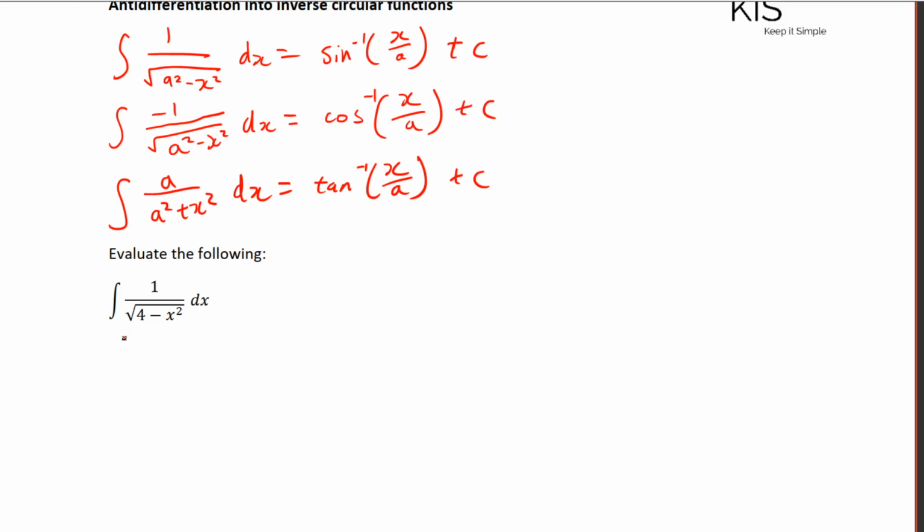If I look at this expression, I should immediately think it's inverse sine because it's positive, and I have the square root of 4 minus x squared, so that obviously 4 is going to be 2 squared, so this should just be inverse sine of x on 2 plus c. Okay, because that's just 2 squared minus x squared, and if I just use this formula, I'd get this answer.